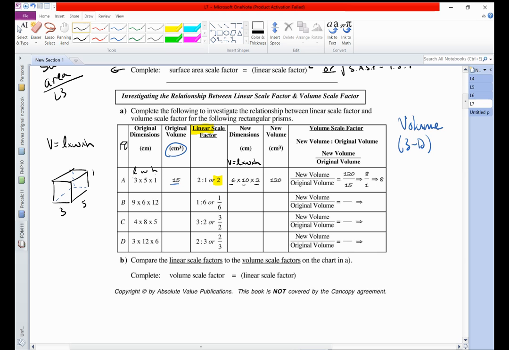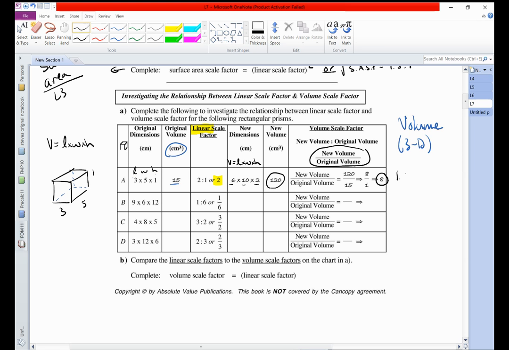So we can go 6 times 10, which is 60, multiplied by 2, which is 120 centimeters cubed. So now we have a new volume, we have an original volume, and we can find the volume scale factor. So we're going to do new volume divided by original volume. So 120 divided by 15, and we can reduce that to be 8 over 1 or just 8.